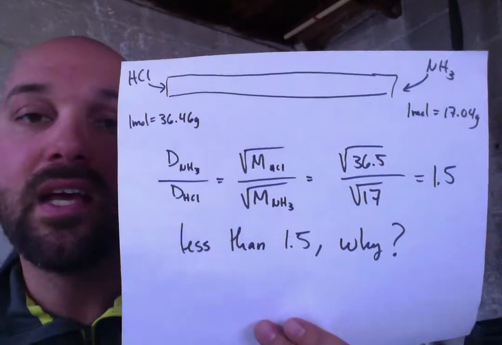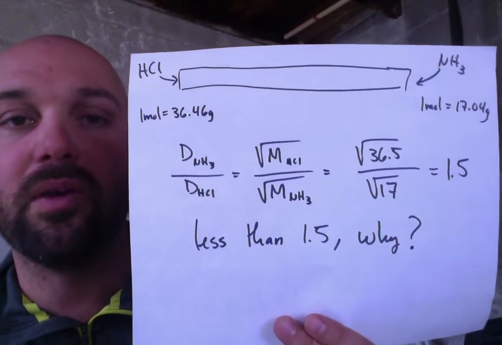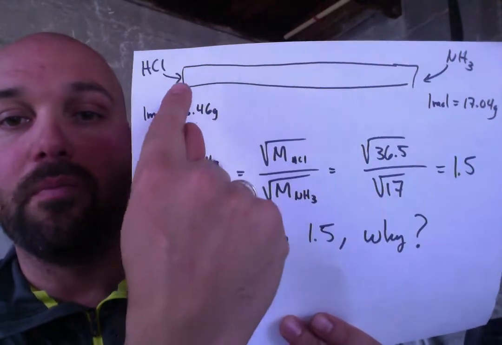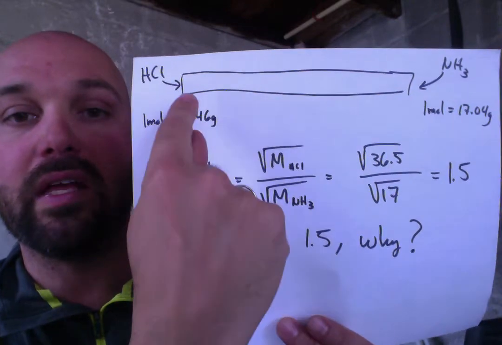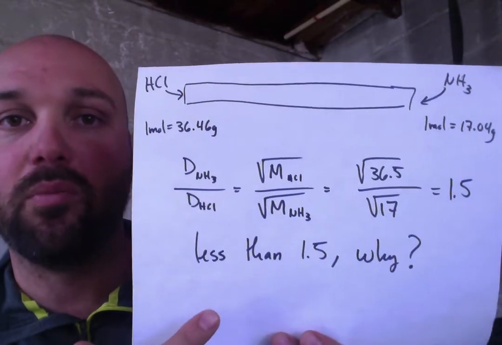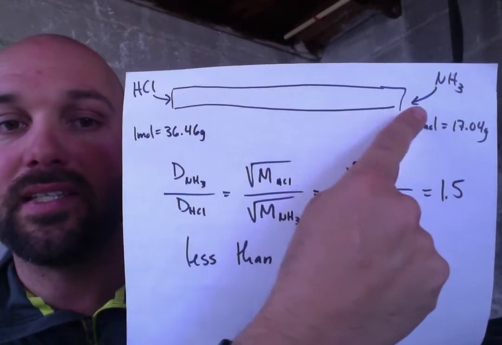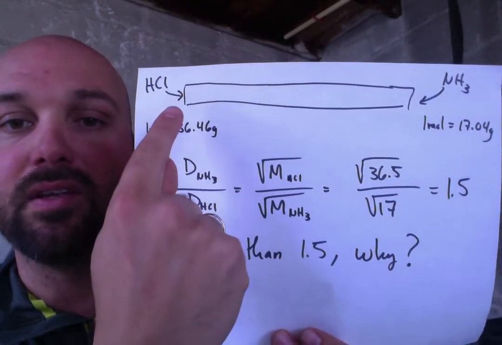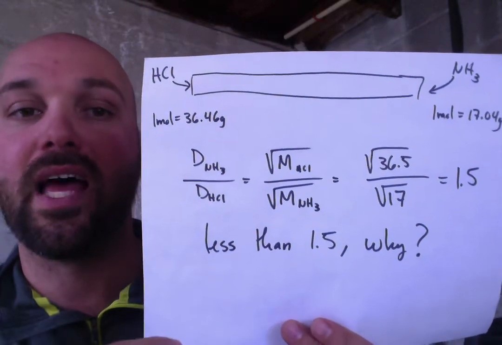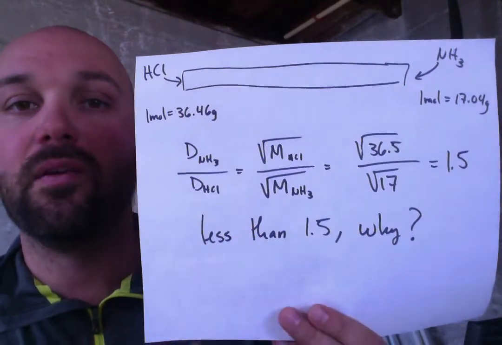But if we were to do this, and I've tried doing this in class a whole bunch of times, it doesn't really work very well, so maybe I'll show a video of it in class on Monday. But we do this with air in the tube, and it comes out to less than 1.5. The ratio of the distance covered by NH3 versus the distance covered by HCl comes out to less than 1.5, which means that the rate of HCl is faster than we would expect.